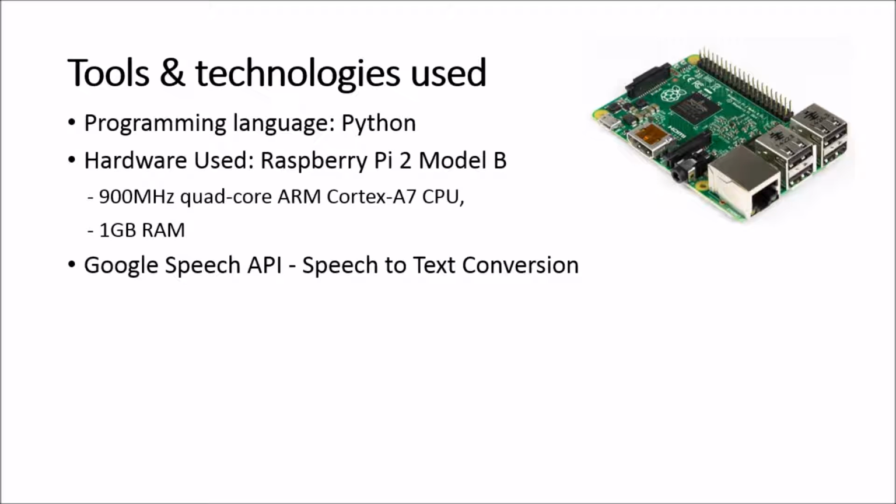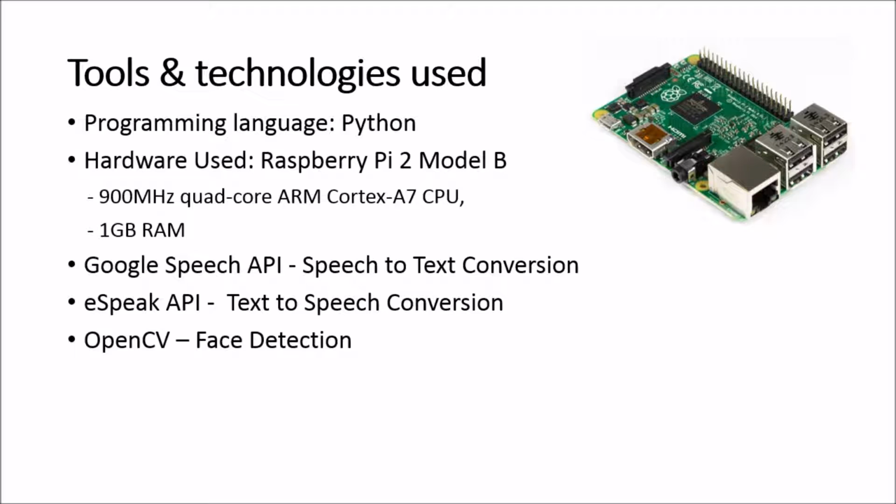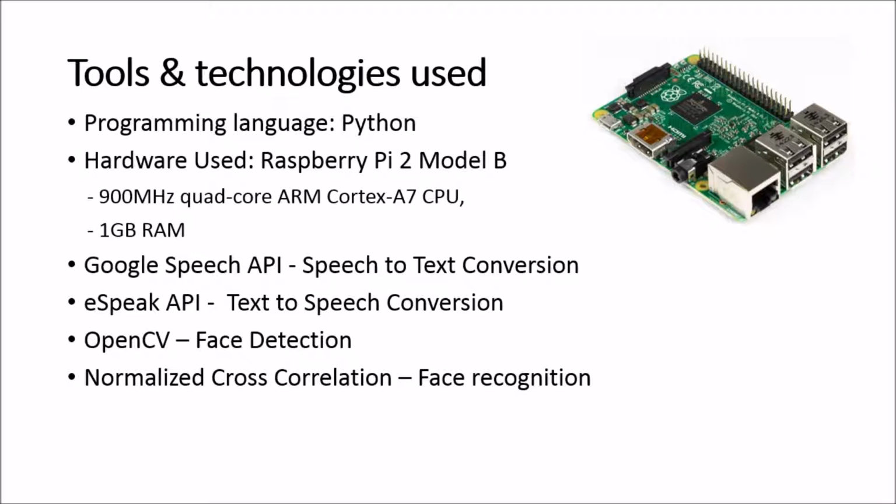Google Speech API was used for speech to text conversion, and eSpeak API, which is an open source speech synthesizer, was used for text to speech conversion. OpenCV was used for face detection, and after detecting the face, the normalized cross correlation method was used to match the faces and for face recognition.